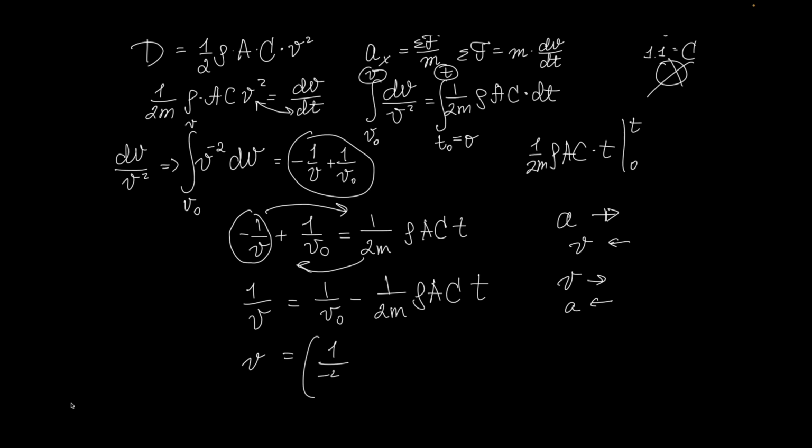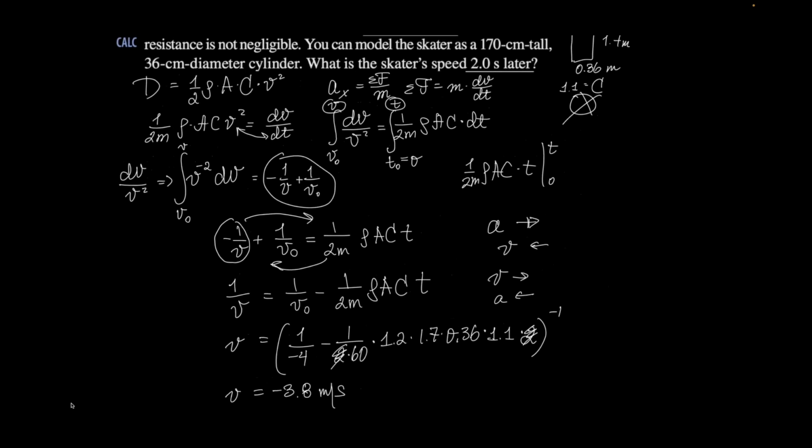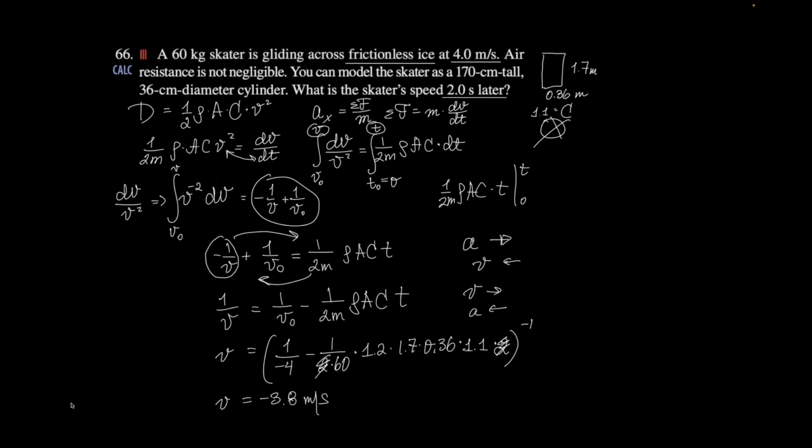This will be 1 over negative 4 minus 1 over 2 times 60, times rho for air, which is 1.2. Area is 1.7 times 0.36, that's his height times his width. Skinny dude. And then 1.1 as a cylinder traveling with its cross-sectional area facing the drag. And then the time is 2. I'm going to grab my calculator. So V is negative 3.8 meters per second, which makes sense because drag slowed us down. So that is a most beautiful example of calculus used in physics.